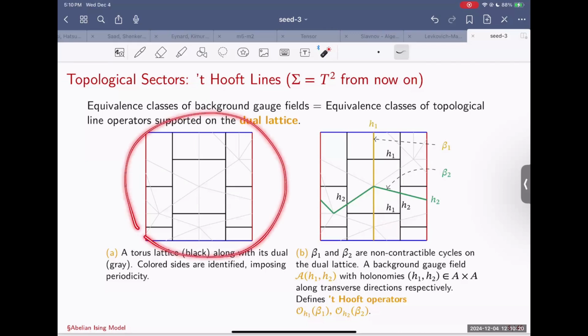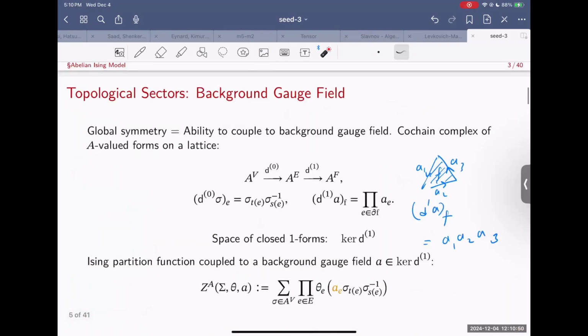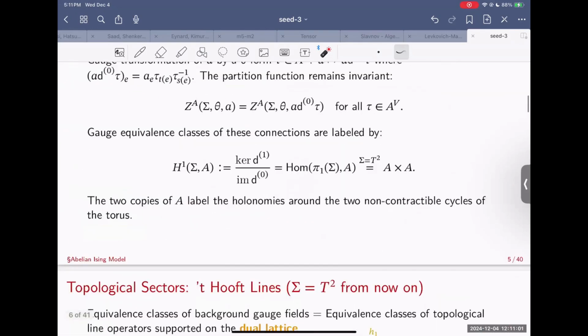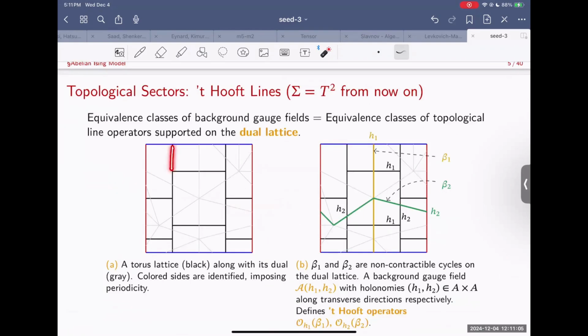Let's take this concrete example of a lattice version of a torus. This box represents a torus where these 2 blue sides are identified and the 2 red sides are identified. These black lines are my lattice sigma, and the gray lines constitute the dual lattice sigma check. Now, so far what I have been saying is that a connection is an assignment of an element of A to each edge. So when I do not write any element on an edge, I can think of there being the identity element.